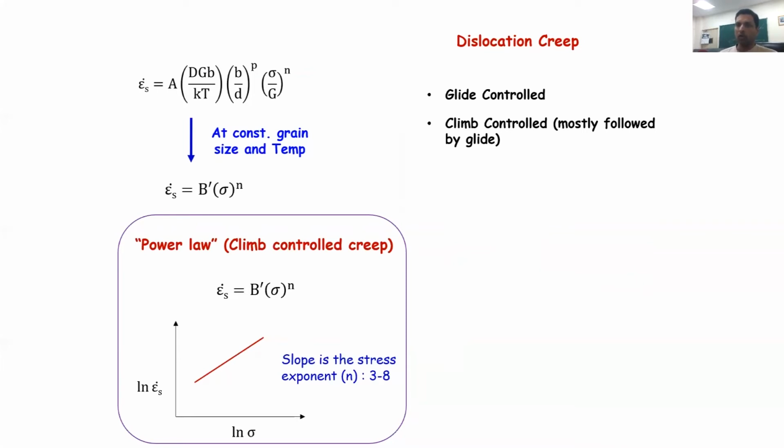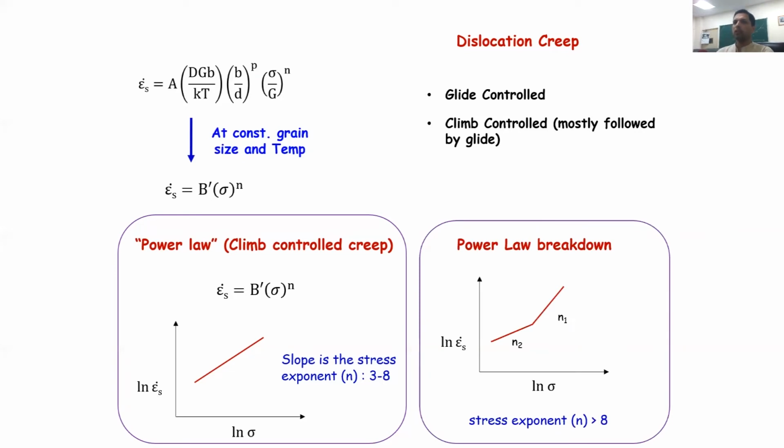Now, if you plot it on a log-log plot, then it will be a straight line. On the y-axis you have log strain rate, and on the x-axis you have log sigma. It will come out to be a straight line, and the slope would be equal to N. So from the slope, you can find out the value of N. And this kind of behavior exemplifies that it is a climb controlled creep process. However, you may also experience a behavior like this, where you would see that the power law breaks down. So there are two different values of N, and this happens when N exceeds 8. So in those cases, you may see something like this.